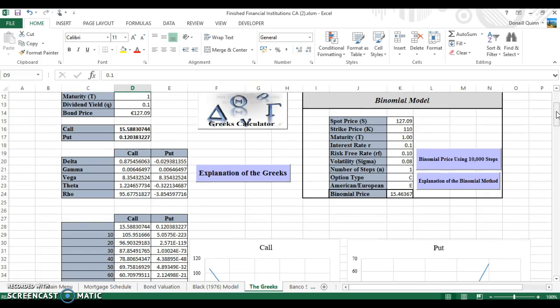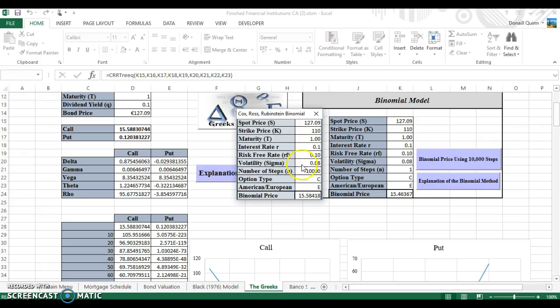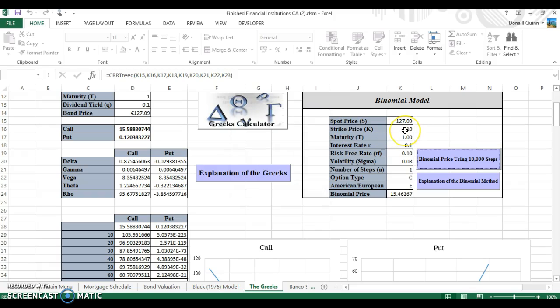The binomial model was then used to alternatively work out the value of the call. The binomial model is based on code taken from the Cox, Ross, and Rubinstein model. The code calculates the value of the option using the above parameters and becomes more accurate with a greater amount of steps. And the binomial price using 10,000 steps is shown here. And as you can see, it has converged to the results from the Black-Scholes model.